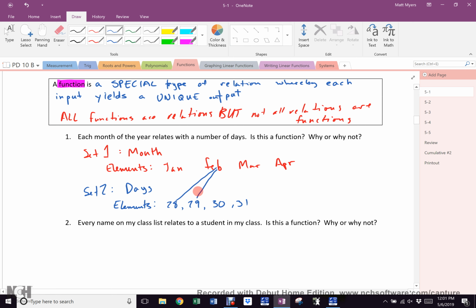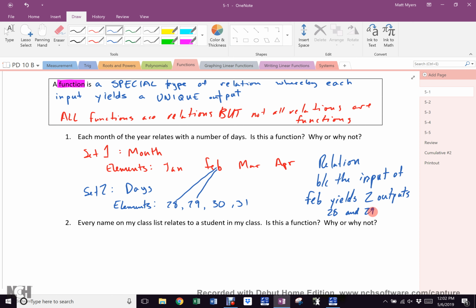So, is this a function? This is a relation because the input of February yields how many outputs? Two outputs. 28 and 29. Everybody understand? So it's a relation. It's not a function. It's a relation because I'm comparing one set, months, to another set, the numbers of days in the month. Everybody cool? All right, let's look at the second one.